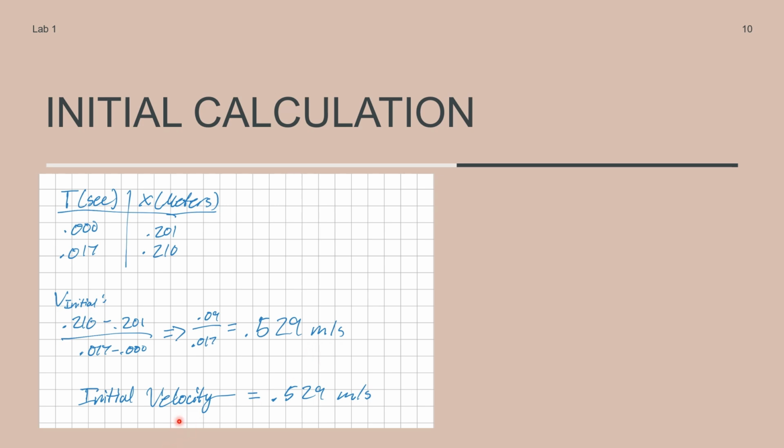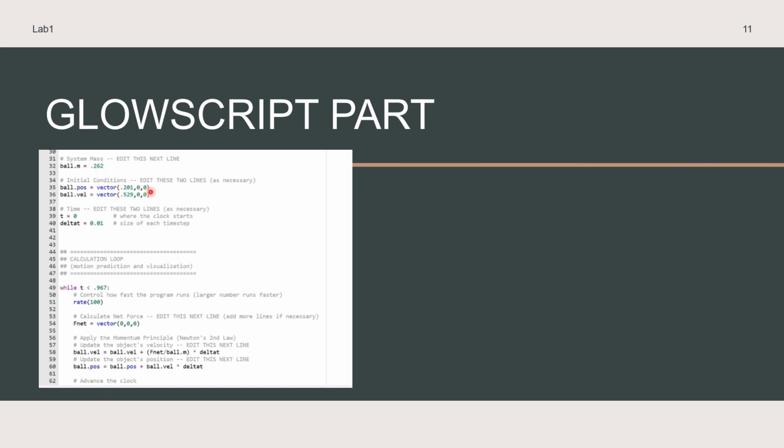We needed this value for our GlowScript because GlowScript has a parameter that requires our initial velocity, as you can see here. GlowScript uses our ball's mass, which was 0.262 kilograms, our ball's position, which was found through Tracker, which is 0.201 meters, and our ball's initial velocity, which is 0.529 meters per second.